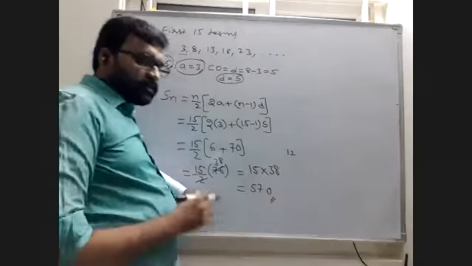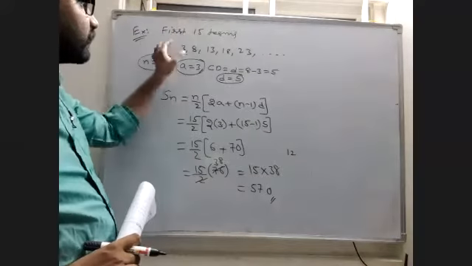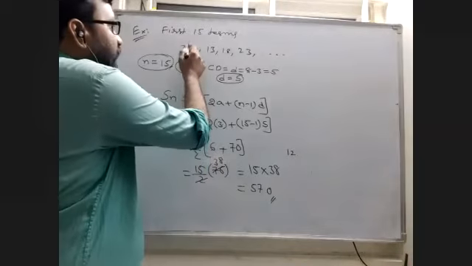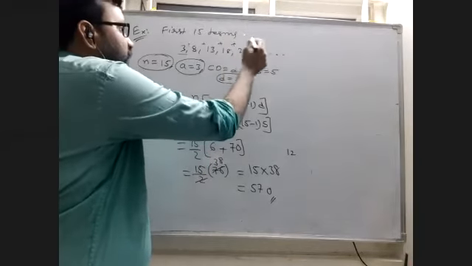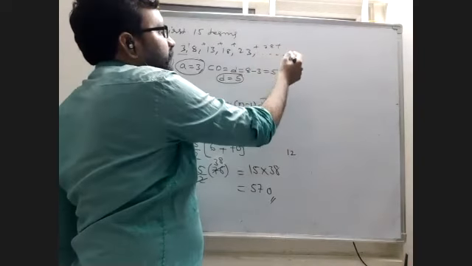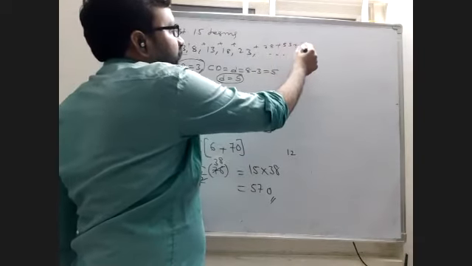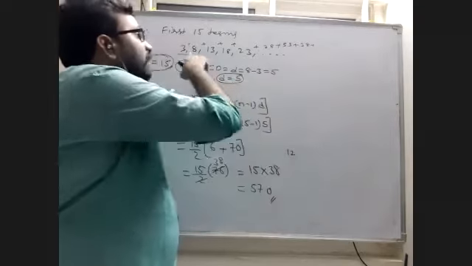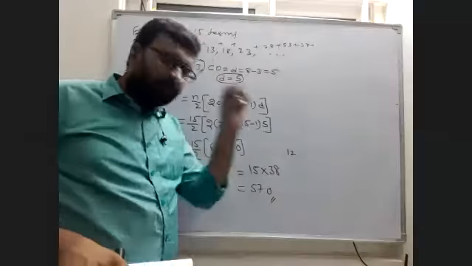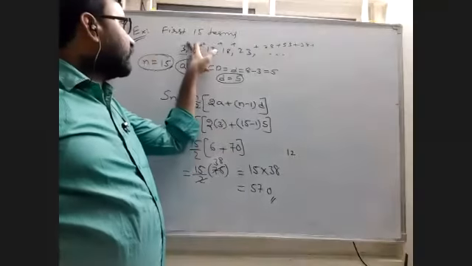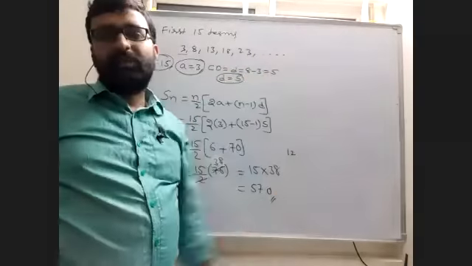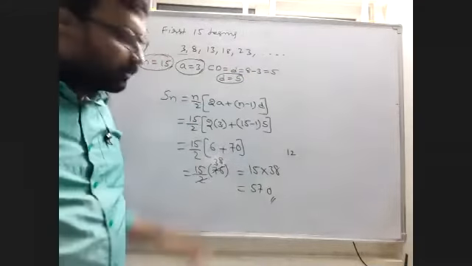So what is the sum of the first 15 numbers of this AP? 570. If you add all these, like 3 plus 8 plus 13 plus 18 plus 23 plus 28 plus 33 plus 38, like this, if you write 15 terms and add those 15 terms, you will get the value 570. So that is finding the sum of terms in an AP. So this is the process.